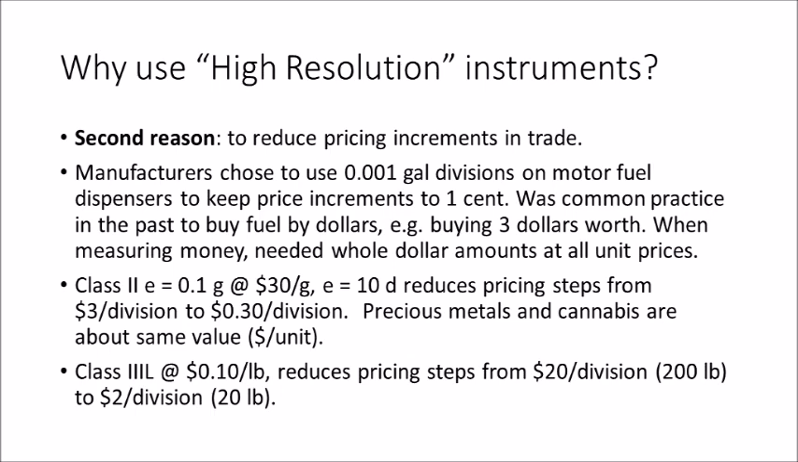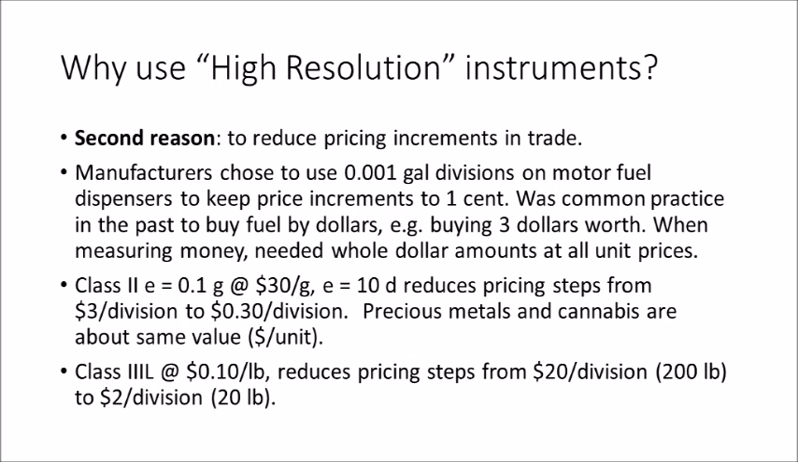The fuel dispenser is the perfect example. Manufacturers chose to use 0.001 gallon divisions because they wanted to keep price increments to 1 cent. They wanted to get whole dollar amounts at all unit prices. The same is true of Class 2 and Class 3L. When you have a $30 a gram item, then an E of 0.1 gram means every scale division is $3. By going to E equals 10D, you reduce that to 30 cents per division.